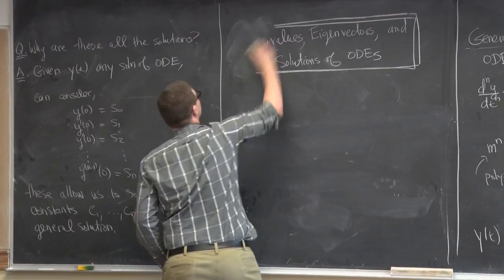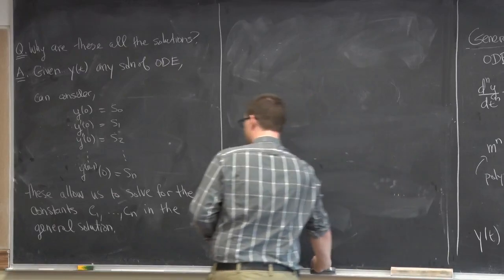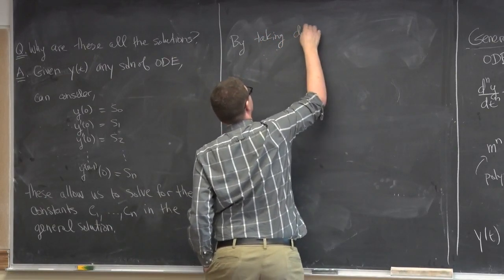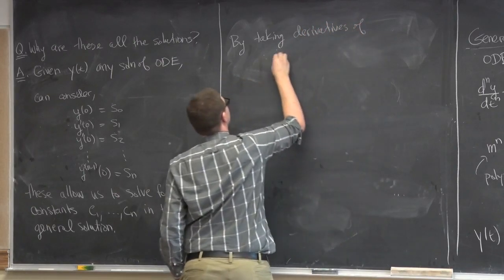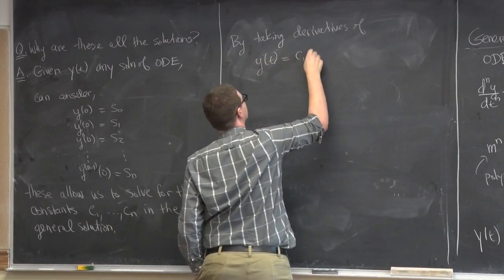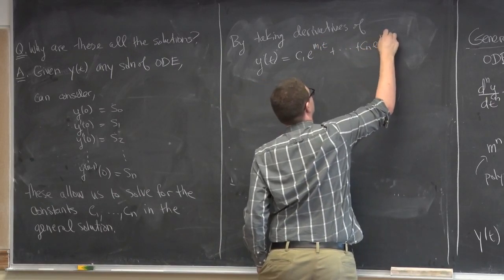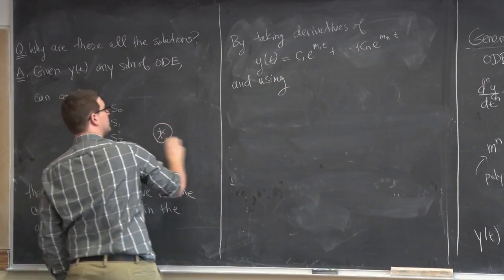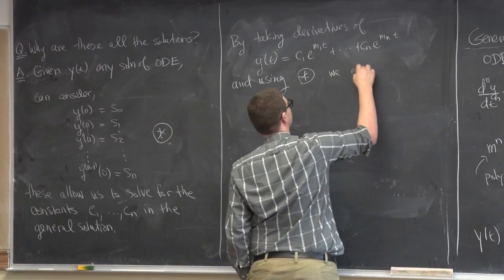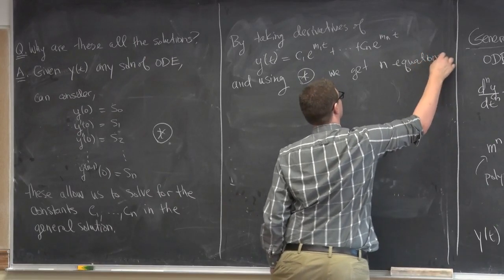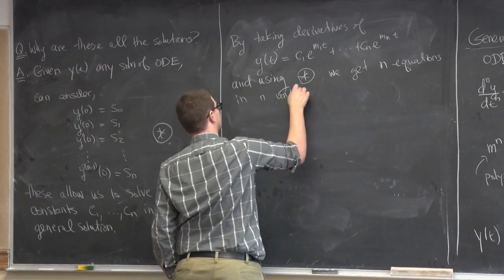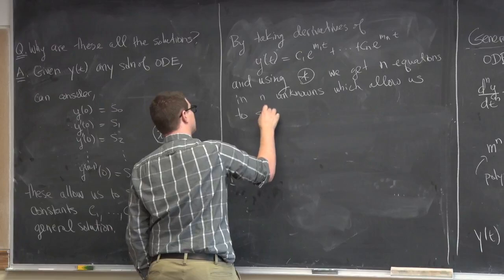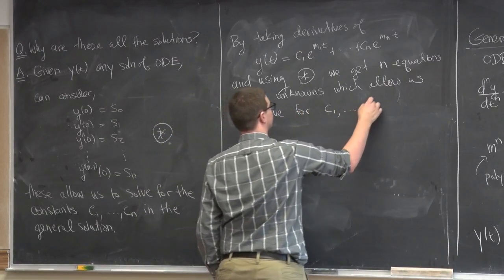that if we put zeros everywhere, so by taking derivatives of this thing, C1 through Cn, and using the initial conditions, this thing here, star, we get n equations and n unknowns, which allow us to solve for the C1 through Cn. Okay, this is not enough yet.